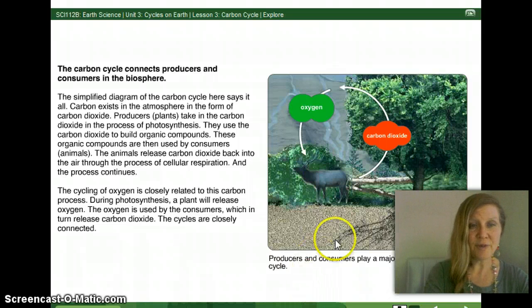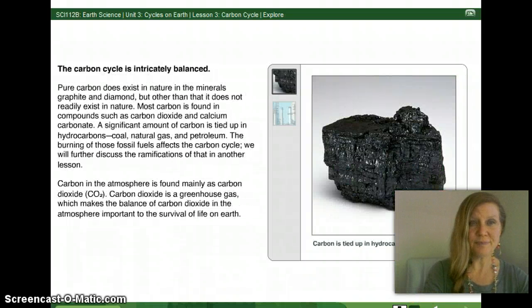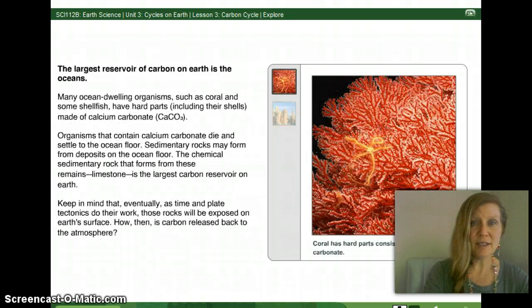So again, during photosynthesis, a plant will release oxygen and use carbon dioxide as a building block for carbohydrates. And oxygen is used by the consumers, which in turn release carbon dioxide, and again enters the cycle of photosynthesis and cellular respiration. This carbon cycle is intricately balanced, and one of the largest reserves of carbon on the Earth is within our oceans.